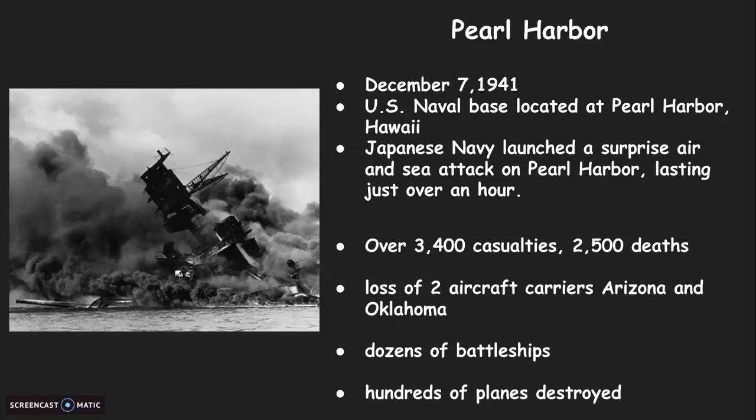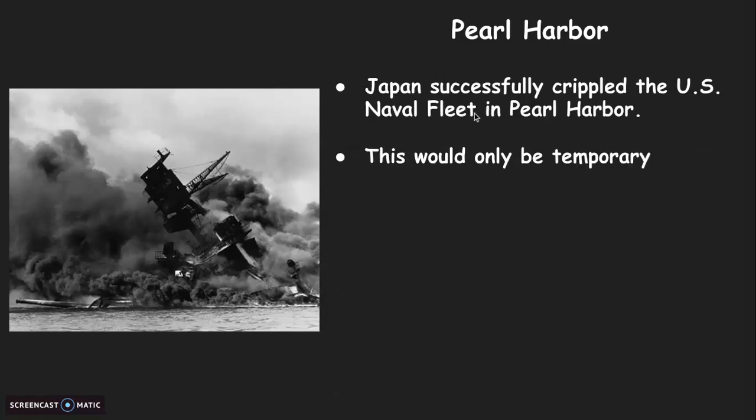Now, why do the Japanese do this? Well, they can effectively cripple the U.S. naval fleet in Pearl Harbor. That was their goal. Their goal was to cripple the U.S. Navy because they knew that if the U.S. Navy was crippled, they could go ahead and take over mostly all the islands in the Pacific Ocean. This, however, would be temporary because the United States would go on and fix their battleships.